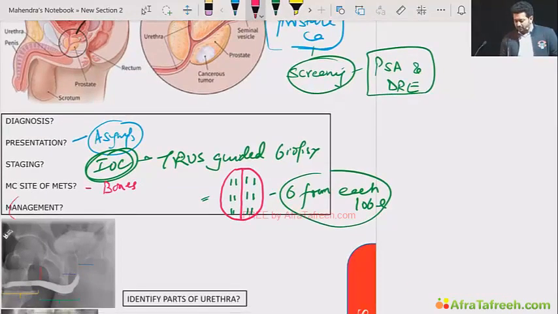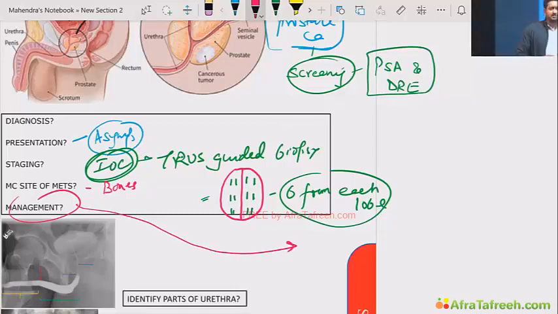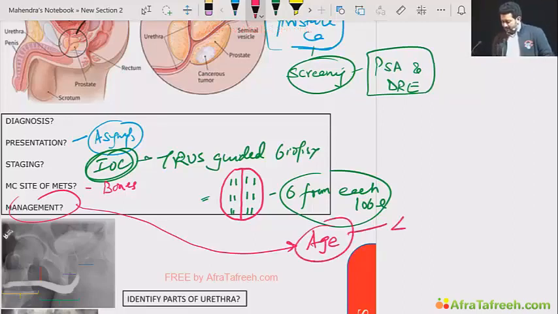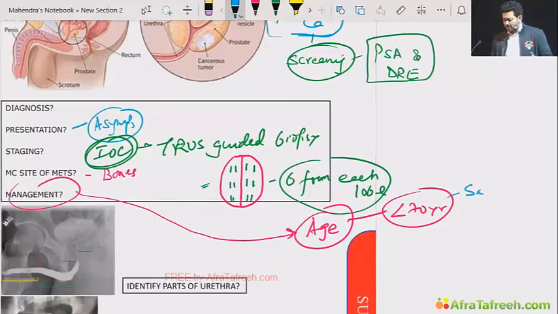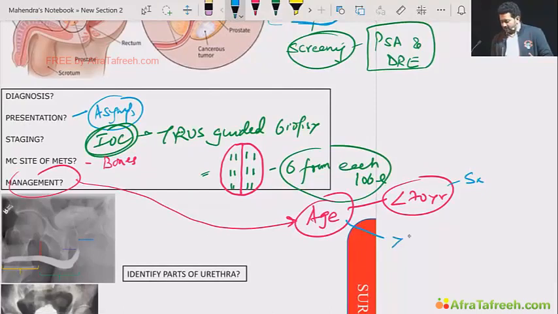Management. What is the most important thing if you get a question in your exam about the management? What will you see if you get a question? You will see the age of the patient. Age less than 70 years, you can go for surgery, radical prostatectomy and other options. But if the age is more than 70 years, usually wait and watch.